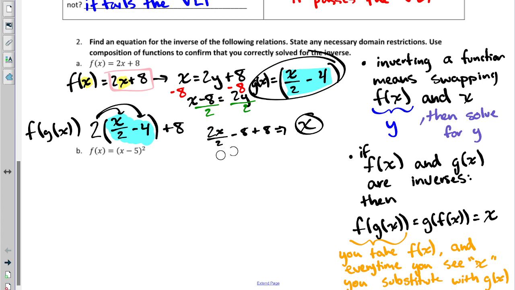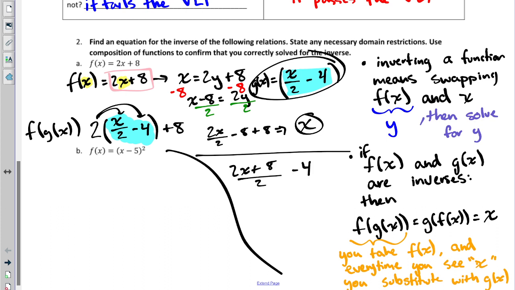Instead of x over 2, it's going to be 2x plus 8 over 2, and then minus 4. Let me go one step at a time. This will be 2x over 2 plus 8 over 2 minus 4. 2x over 2 is just x. 8 over 2 is just 4, minus 4. Those cancel, and I get x. So yes, f of g of x and g of f of x, if I plug in that function for that variable, everything cancels out and I get x. So these are, in fact, inverses.